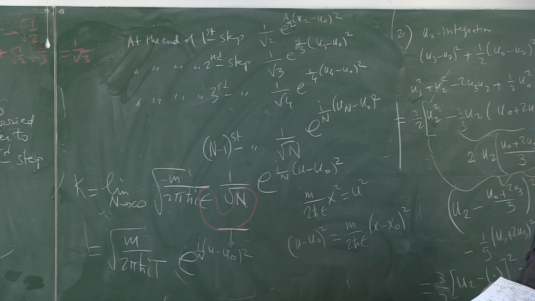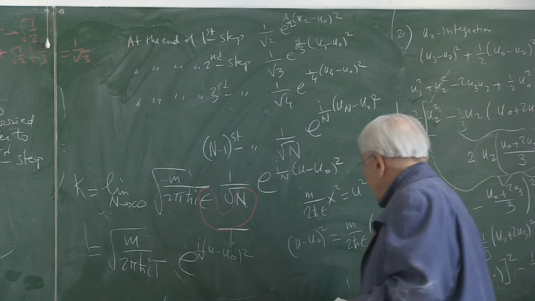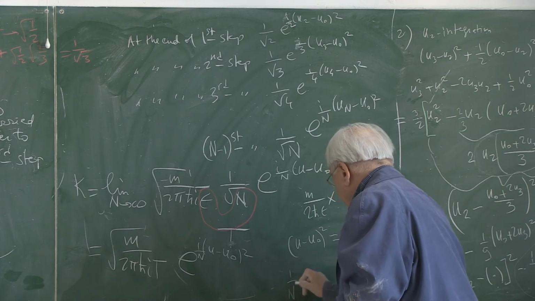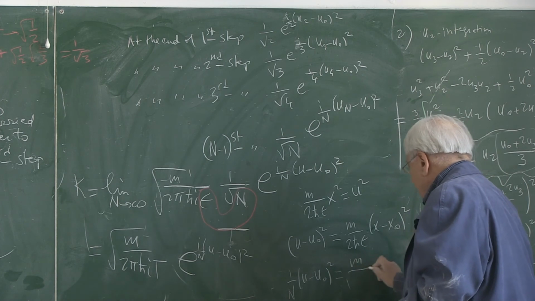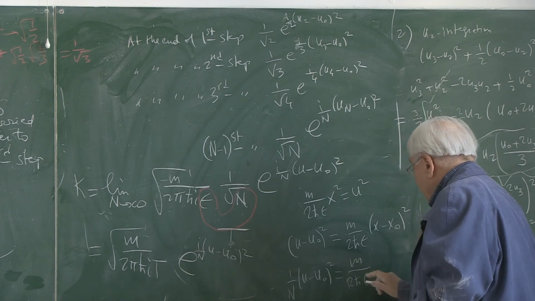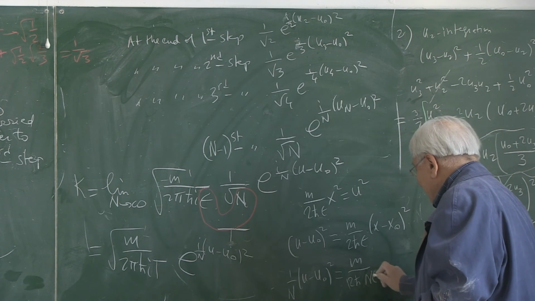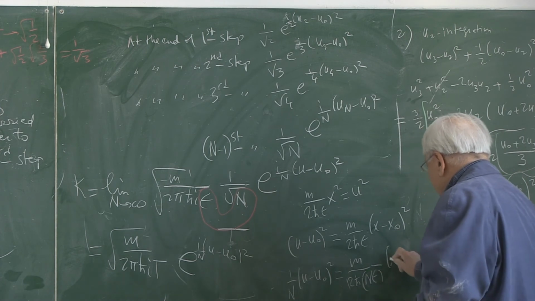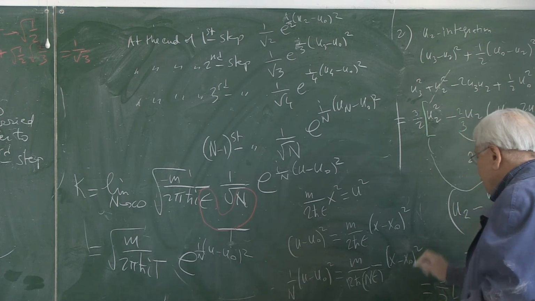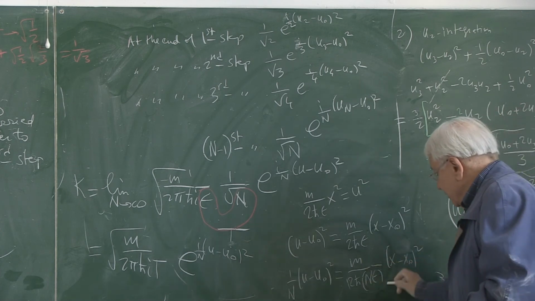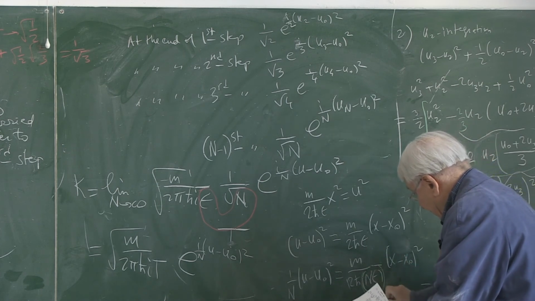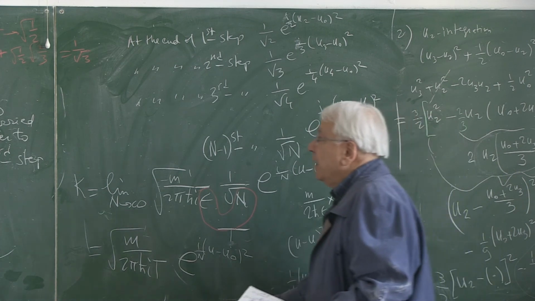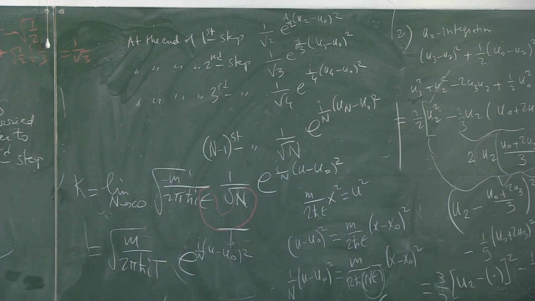If I substitute that in, then 1 over n times u minus u0 squared is m over 2h bar n times epsilon, times x minus x0 squared. Isn't that great that everything fits so beautifully well? What is n times epsilon? It is t, right? So we are done.